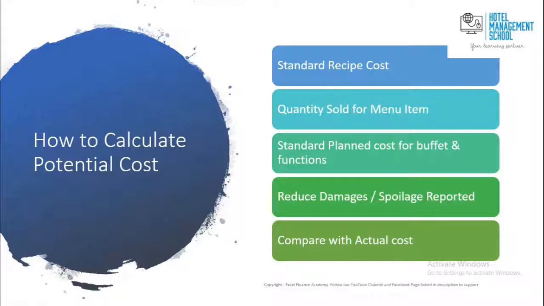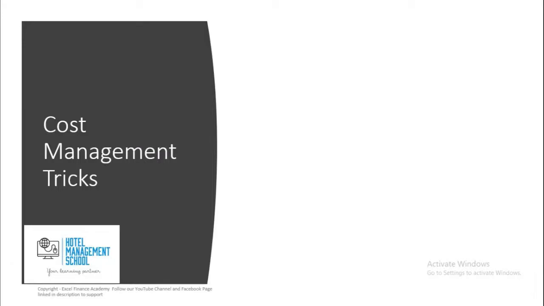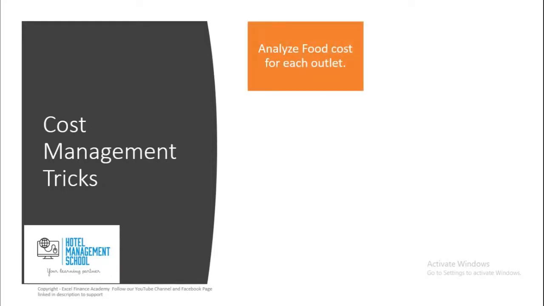Food cost. Now we're going to look at the labor cost after this. Some cost management ideas, which we have already discussed in the previous slides. I think most of them are already discussed. So the first thing is to analyze food cost for each outlet separately.